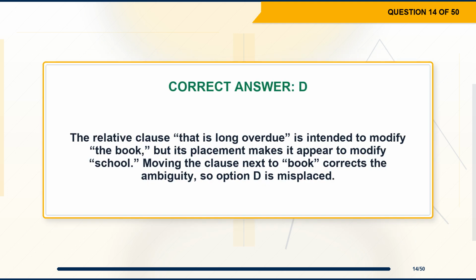Explanation. The relative clause, that is long overdue, is intended to modify the book, but its placement makes it appear to modify school. Moving the clause next to book corrects the ambiguity, so option D is misplaced.